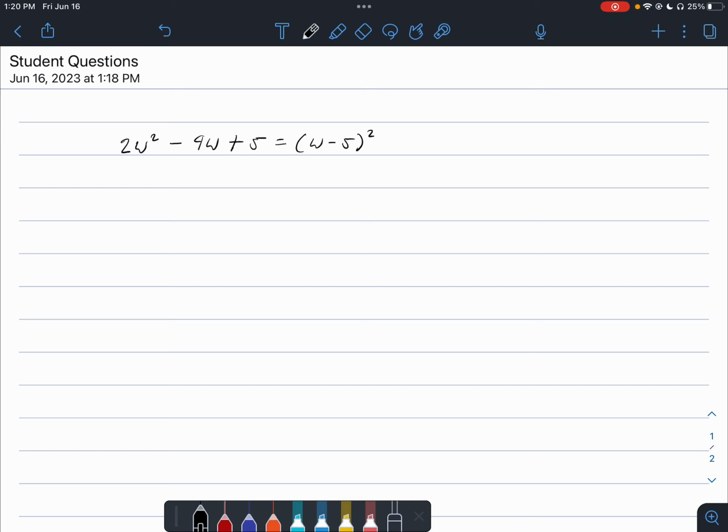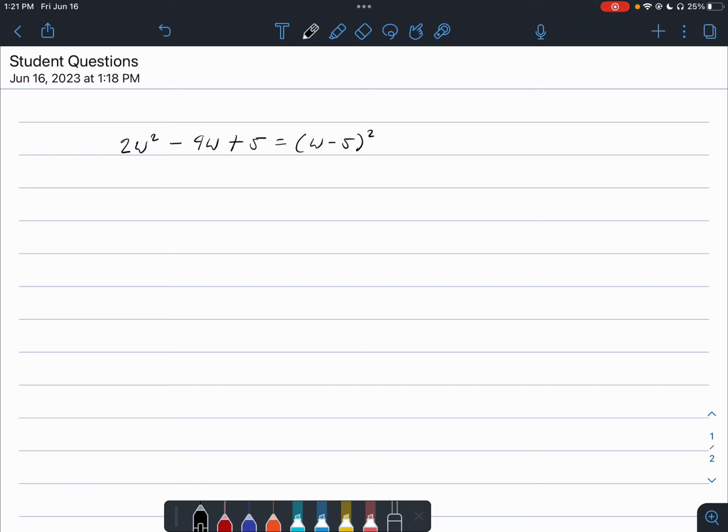So for this particular one, I was given an example here where we have 2w squared minus 9w plus 5 equals (w minus 5) squared. Okay, there is a couple ways we can go about doing this. The first would be to go ahead and set everything to 0 and subtract this (w minus 5) squared to the other side, or we can go ahead and FOIL the right-hand side. I'm going to go ahead and FOIL the right-hand side, actually. That way we don't have to worry about a bunch of negatives and positives and weird stuff going on there, trying to remember how to deal with all that. So let's go ahead and FOIL the right-hand side.